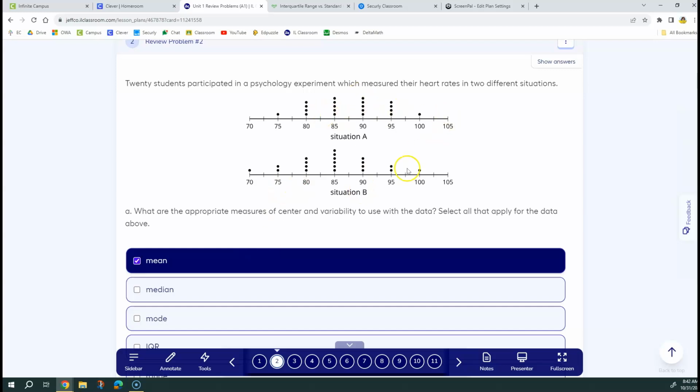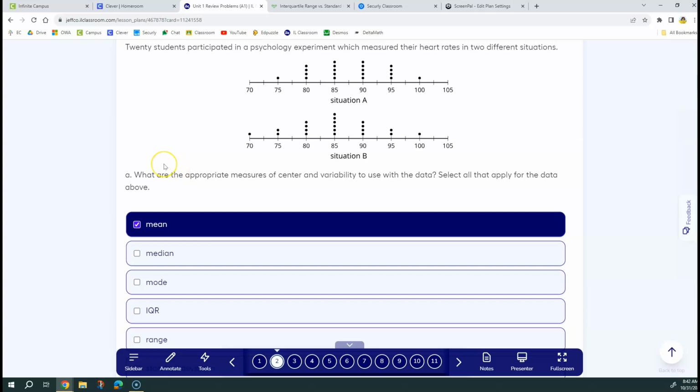So when we have symmetry, the mean is going to be the best measure. If these were skewed, if this was skewed left, meaning you had more data over here on the right side, or if it was skewed right, meaning you had a bunch more data over here on the left side, then you would want to use either median or mode. But when you have a symmetrical situation, mean is the best one.